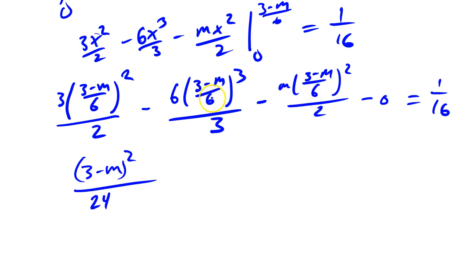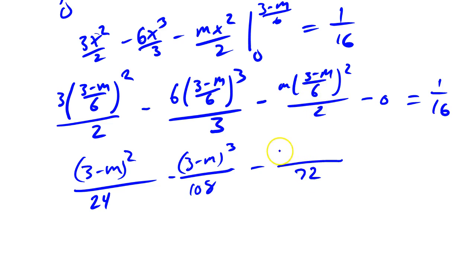All right. This one, the 36 cancels. No, sorry. There's 6 cubed, and it cancels with the 6, leaving a 6 squared. But then there's an extra 3 down in the denominator. So I've got 36 times 3, which is 108. And that's got a 3 minus m cubed right there. And then here I've got a 36 in the denominator, because that's a 6 squared, and then another 2. That's a 72. There's an m times 3 minus m squared. And this has to equal 1/16. All right.